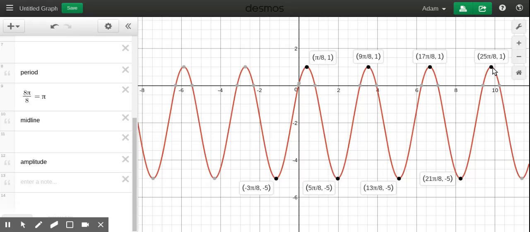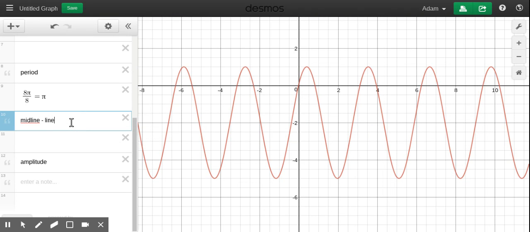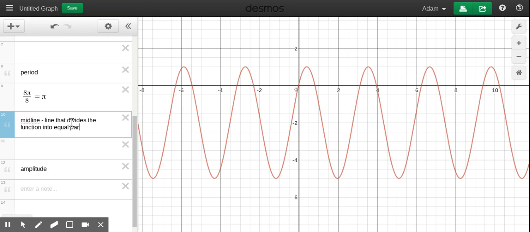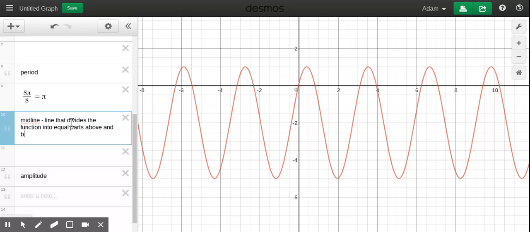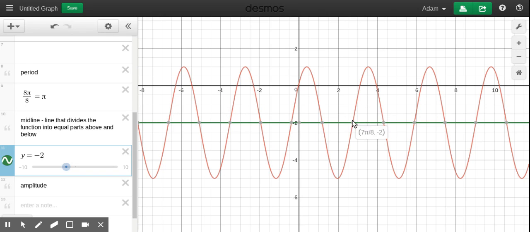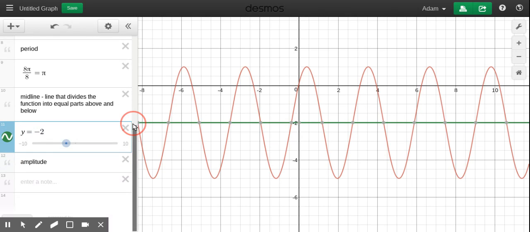Now, midline. Midline is a line that divides the function into equal parts above and below the line. So our midline will actually occur where y equals negative 2. Notice when we throw this in here, half of my function is above, and the other half is below. So these little peaks right here look the same as these little valleys. So the midline here is y equals negative 2.